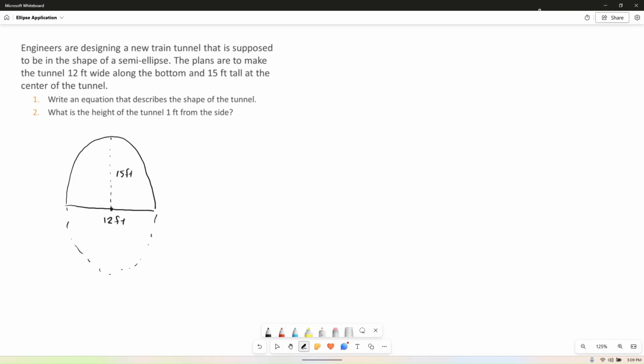So the center of the ellipse is going to be in the middle of that 12-foot section, the bottom of the semi-ellipse. That's actually the middle of the graph. It's where that horizontal line of 12 feet intersects the vertical line of 15 feet. So that's where I'm going to place the origin. From the origin, from the middle of the graph, the tunnel is 15 feet tall. So that's from the center to the top of the graph. It would also be from the center to the bottom of the graph, if we drew the full ellipse.